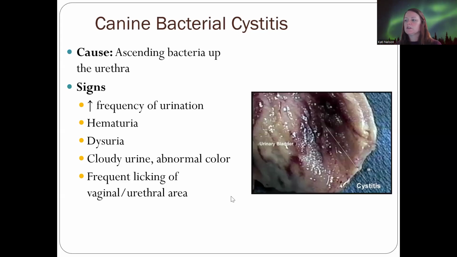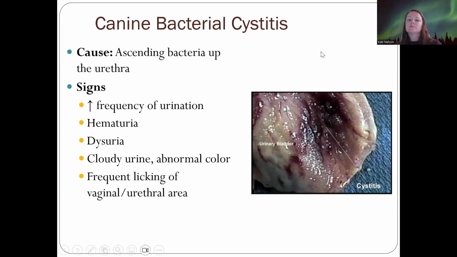All right, so we are going to go ahead and start with canine bacterial cystitis. I have made sure that I made my notes for today on the board, and I'm also here if you absolutely need me to answer questions. All right, so we're going to start with our canine bacterial cystitis.